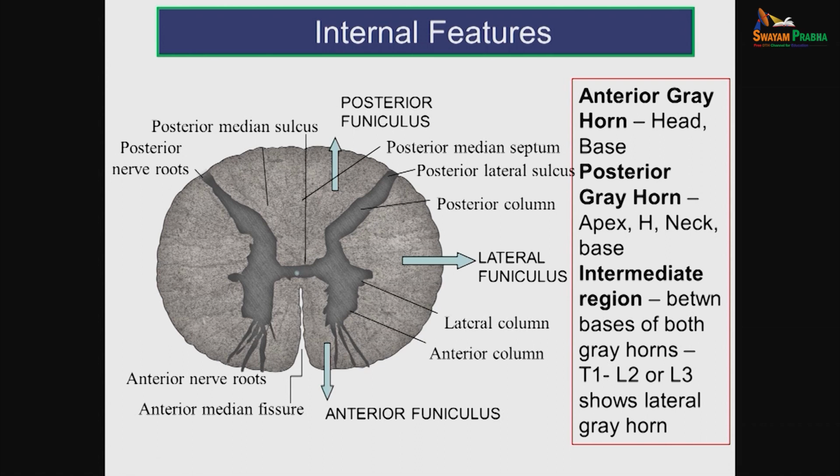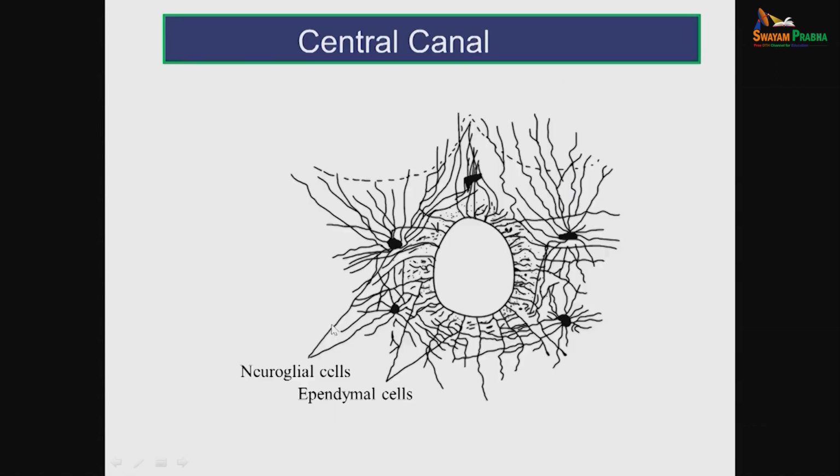This is the central canal. If you look at the central canal, this is a picture to show the central canal. It is lined by ependyma. The central canal of the spinal cord above will be continuous with the central canal of the closed part of the medulla. Then above it is continuous with the fourth ventricle. This is the central canal lined by ependyma.